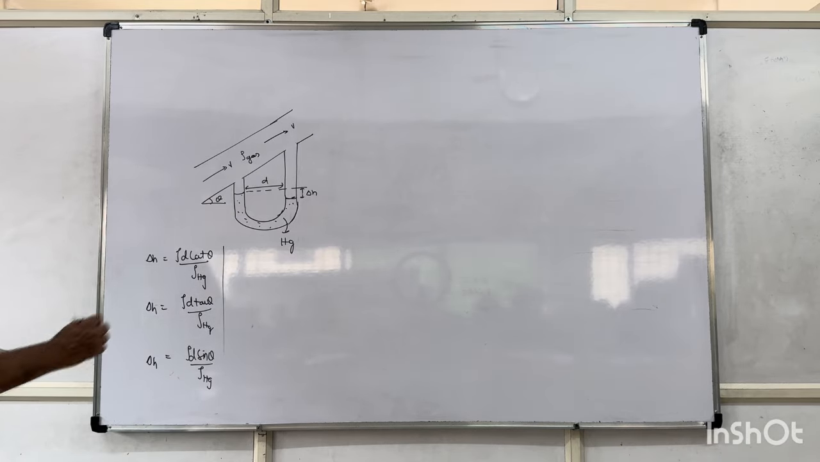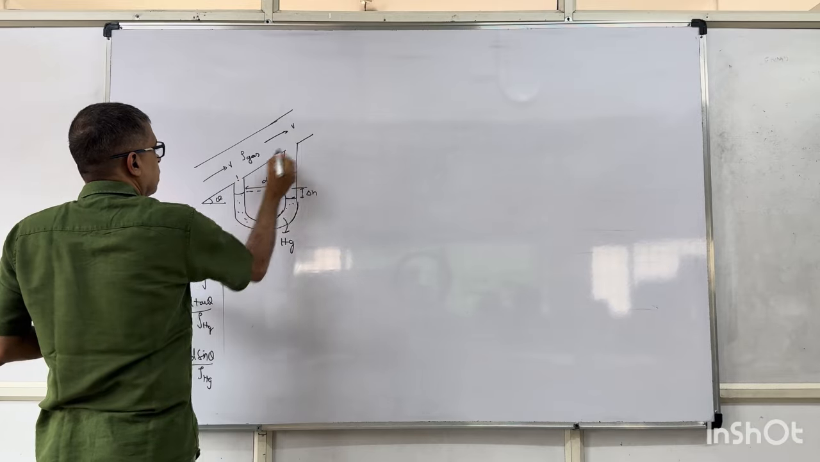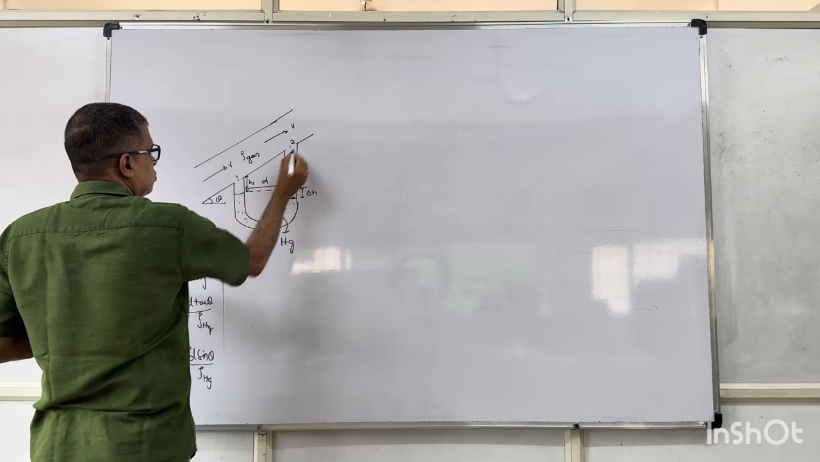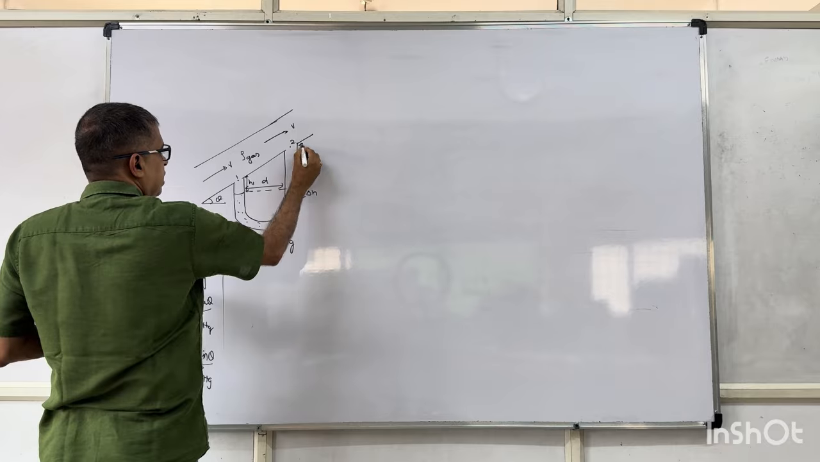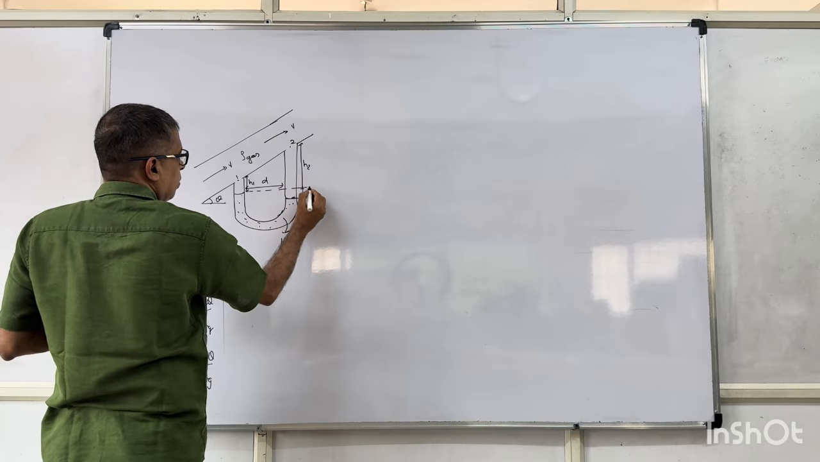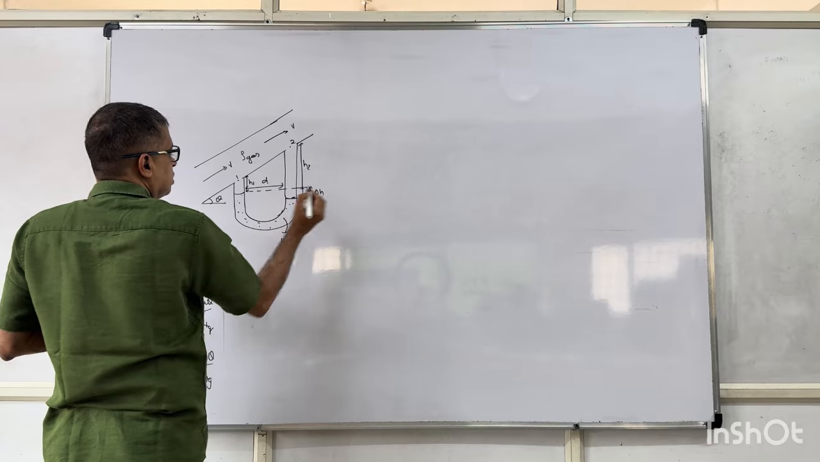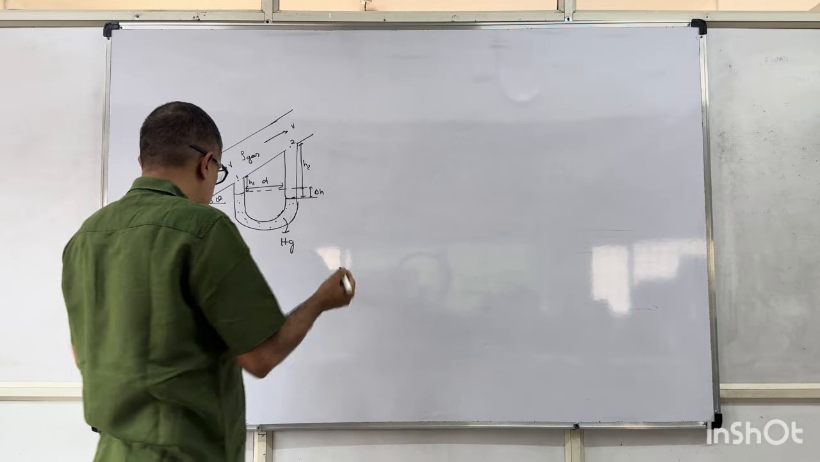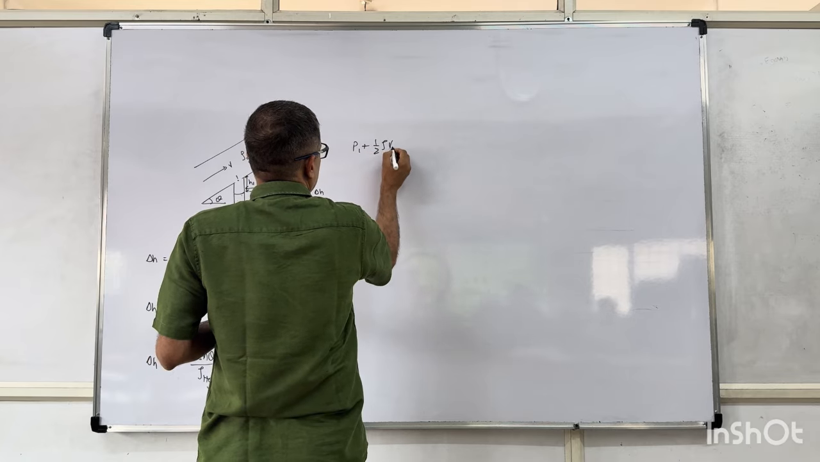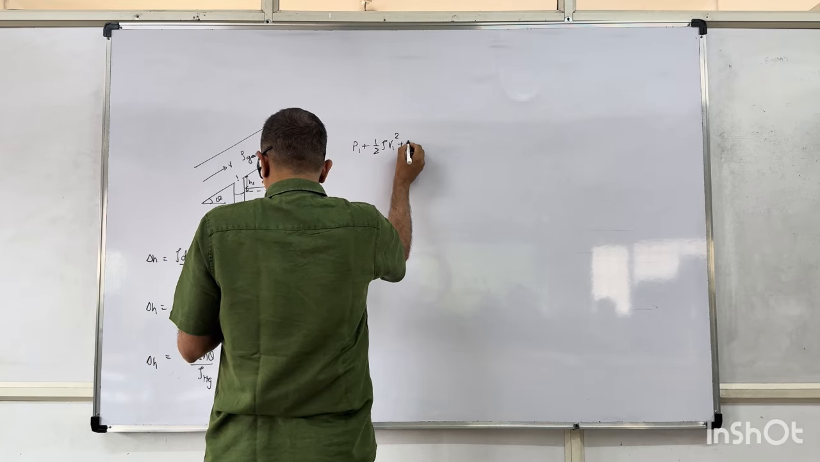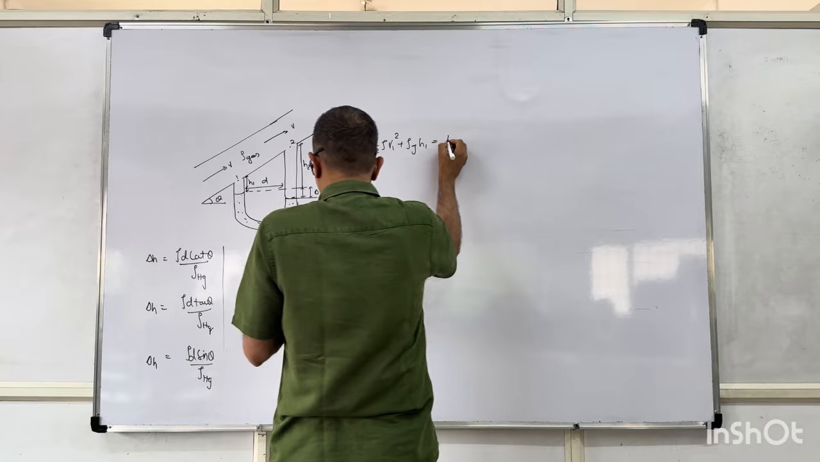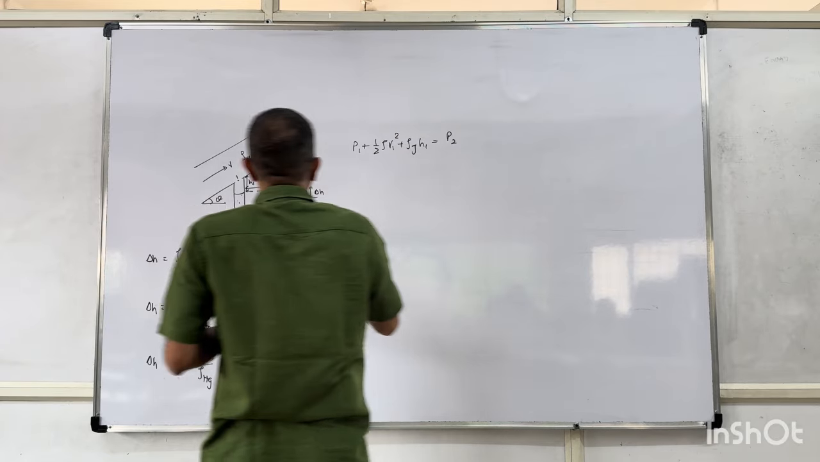Now you take this point as 1, this point as 2. This height I will take as h1. This height I will take as h2. H2 will be till here. So delta H is H2 minus H1. So obviously P1 plus half rho V1 square plus rho G H1 equal to P2.